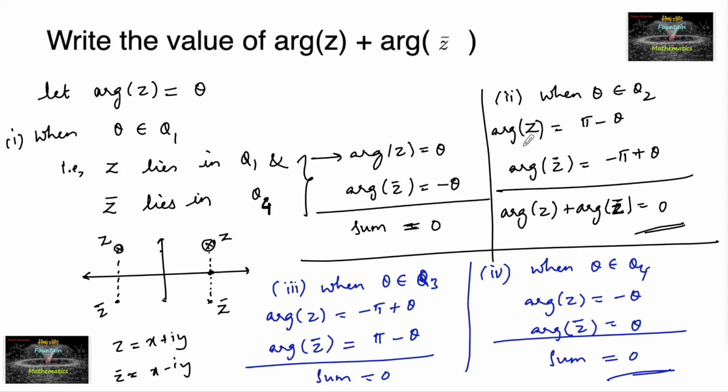So in any case, whether the complex number is in the first quadrant, second quadrant or any quadrant, the sum is the same. If it is on the positive real axis, argument of z is 0, and if it is on the negative real axis, argument of z is pi, and the sum is still the same. So finally the answer: the value of argument of z plus argument of z bar will be equal to 0.